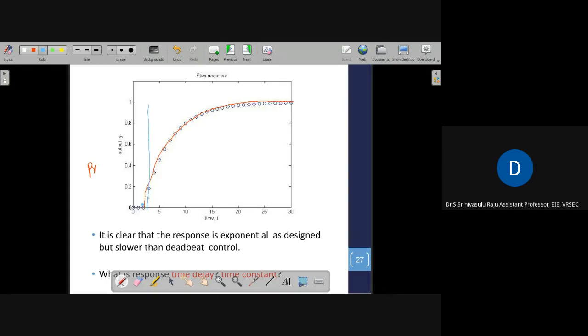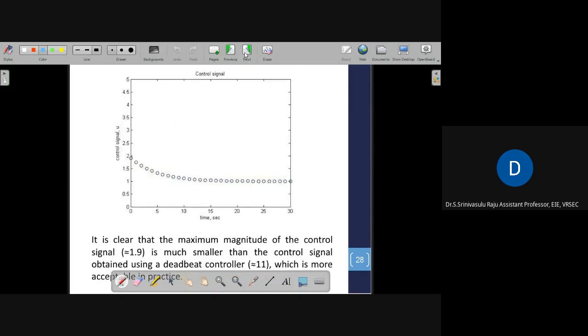So what parameters will be influenced by this exponential rise? Rise time, time constant, settling time, etc. Time domain parameters will be affected with respect to the Dahlins algorithm. Now we come to the control signal.